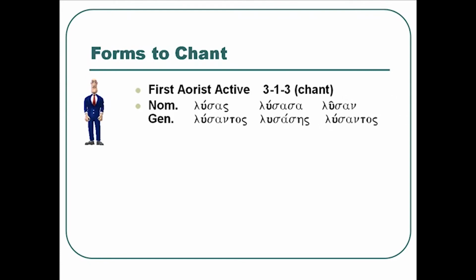Now here are the chant forms for the first aorist participle. Lusas, lusantos, lusasa, lusases, lusan, lusantos. Repeat the active forms with me once again. Lusas, lusantos, lusasa, lusases, lusan, lusantos.